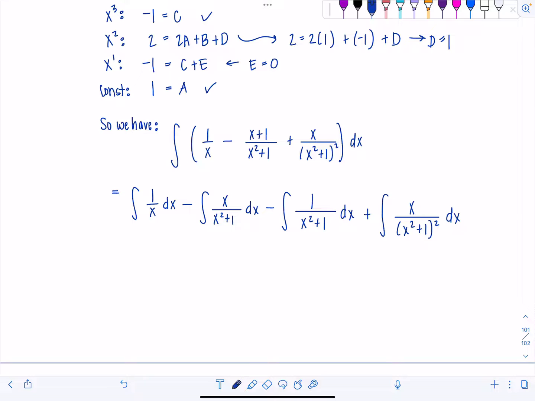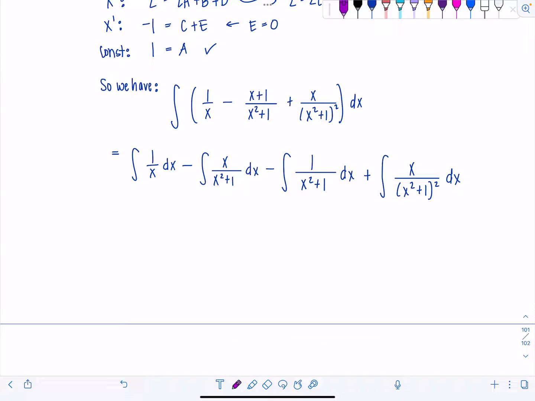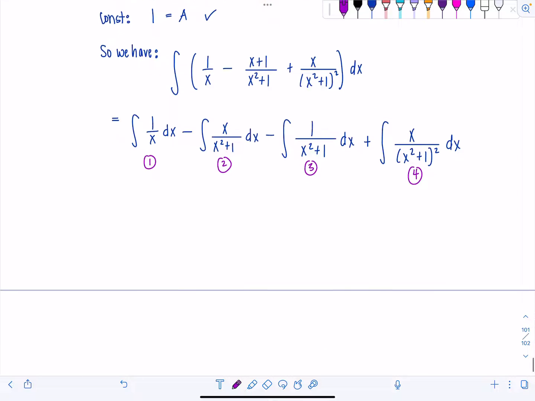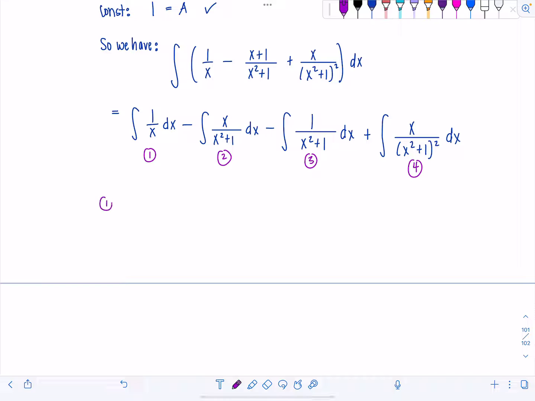Woo! All right, let's number them. The worst is over now, though. This is the fun part now, okay? None of these are too wild. So integral number 1. Do you have that one under control? Yes, this is our good friend, natural log absolute value of x, plus c1.